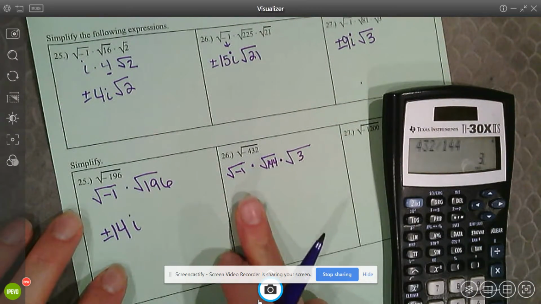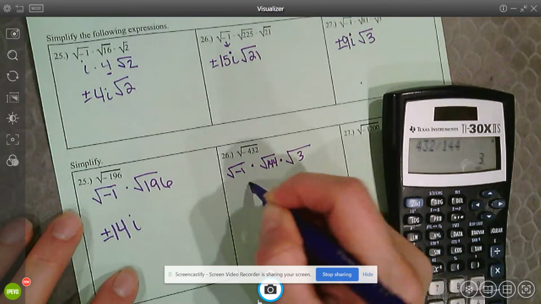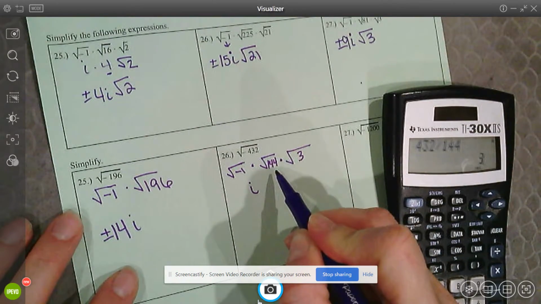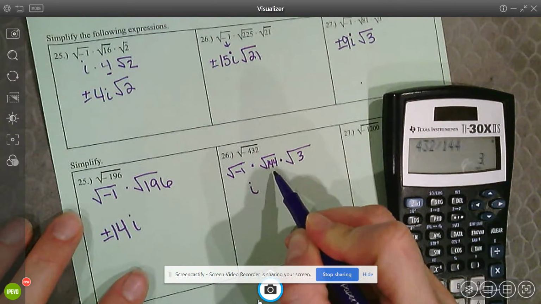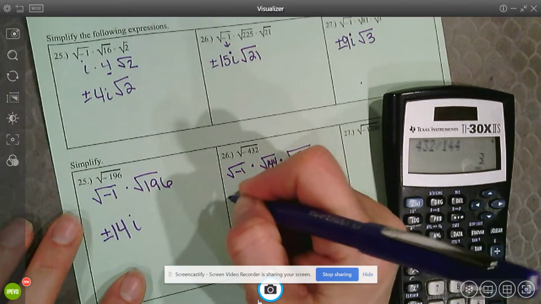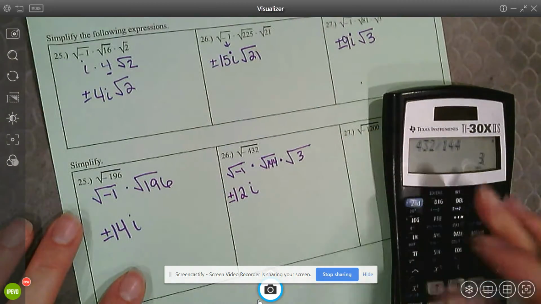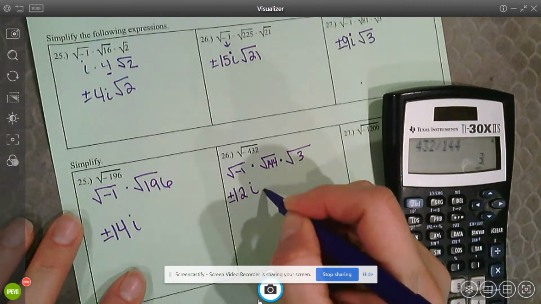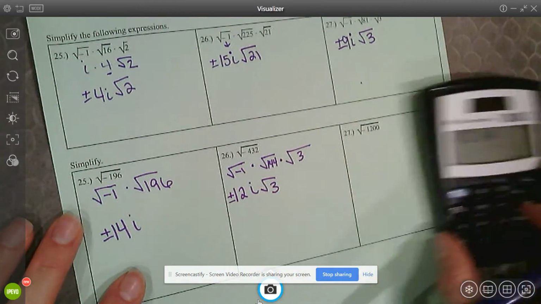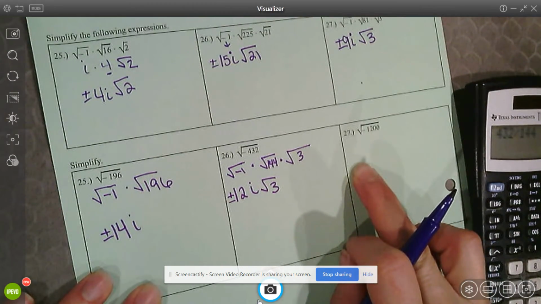So now I can finish this. The square root of -1 is i. The square root of 144 is on my bookmark. It's plus and minus 12. And then the 3 will stay in the radical. Why don't you give number 27 a try?